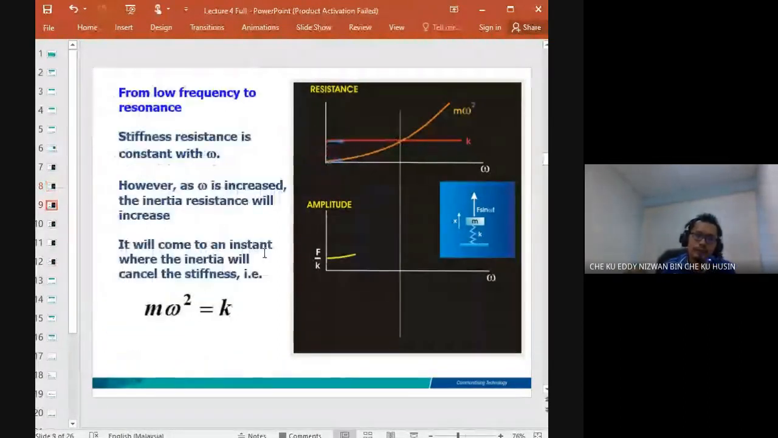This continues until it reaches the point where the inertial force has equivalent magnitude with the stiffness force, and they cancel each other out. The amplitude increases as the speed increases, due to less resistance. When m omega square is equivalent to k, at this instant there is no resistance.